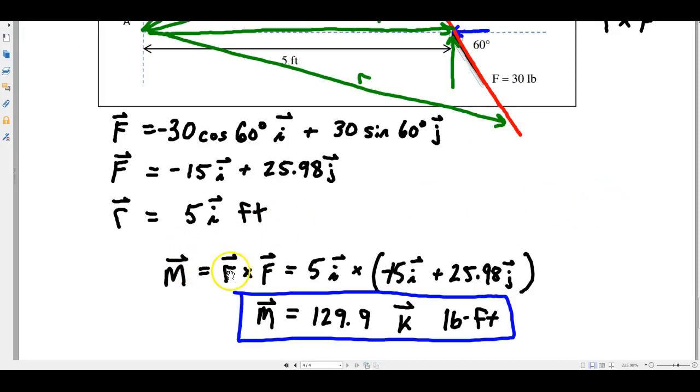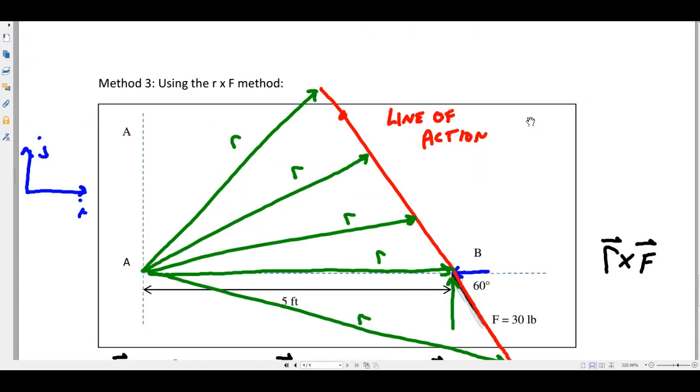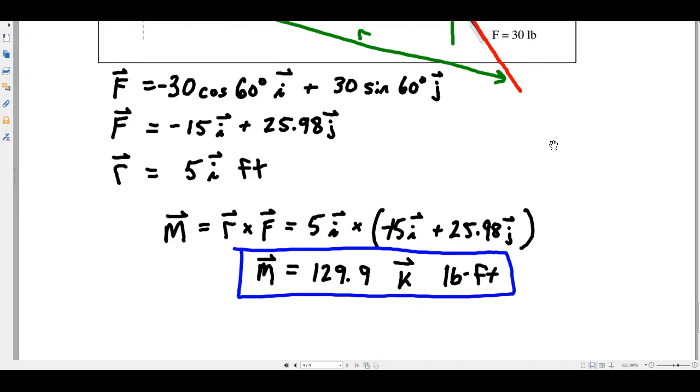So to calculate the moment, you say r cross F. So it's 5i cross minus 15i plus 25.98j. If you calculate the cross product, you get the moment of 129.9k foot-pounds, and that's the answer. It'll match method 1, it'll match method 2, and like I said, this is a great method for 3D. In the next video, I'll show you how to use this in 3D, which is really the preferred method of doing 3D moments. Hopefully this is helpful to you, and I've now shown you how to do method 3 using the r cross F method. Watch video 8, where we will get into more examples in 3D.